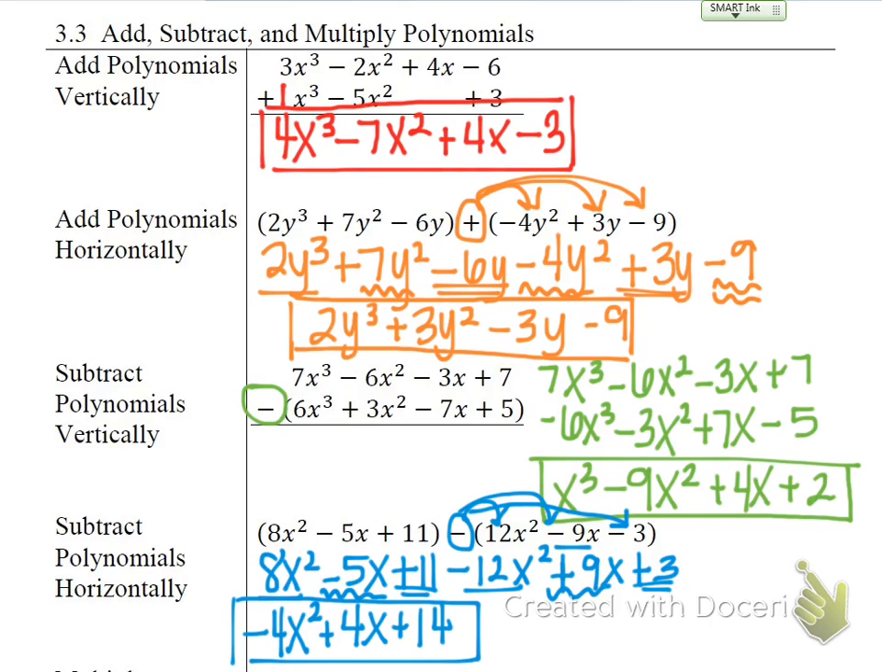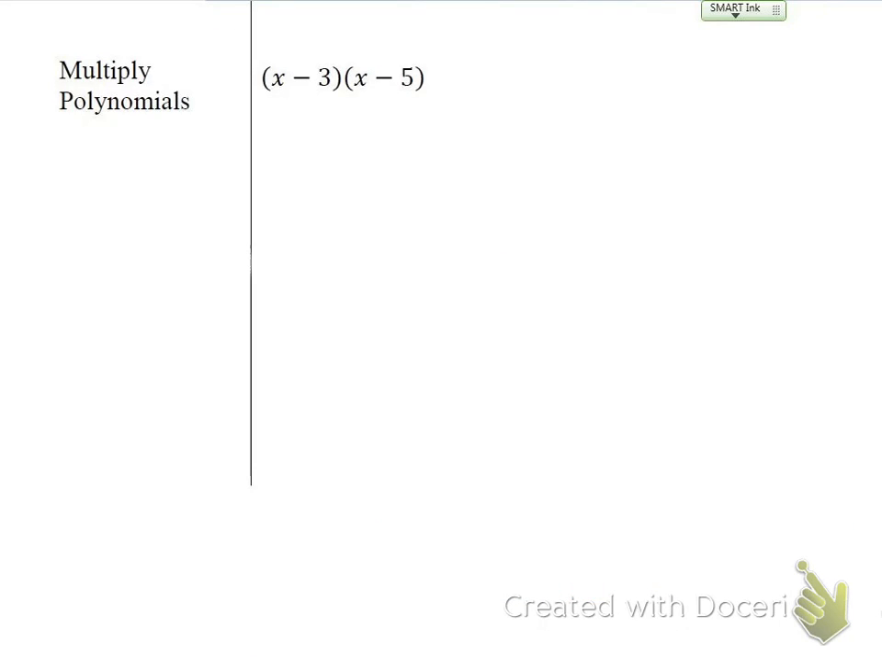So all it wants you to do is combine like terms here. Okay, so now we also have to multiply, and then we will start our examples. So when we are multiplying polynomials, for our first example, we have x minus 3 times x minus 5. Now, in Algebra 1, you learned either one of two methods.